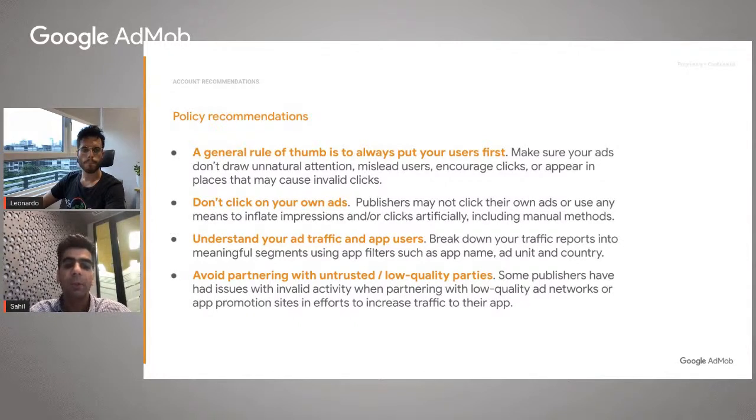We would also like to encourage you to understand your ad traffic and app users in a much better fashion. Break down your traffic reports into meaningful segments, such as based on the app name, ad unit, and the country from which the traffic is coming in, in order to provide you with more details on how the trends of traffic are coming to your app. This would provide you a lot of insights about traffic and how to keep your traffic safe.